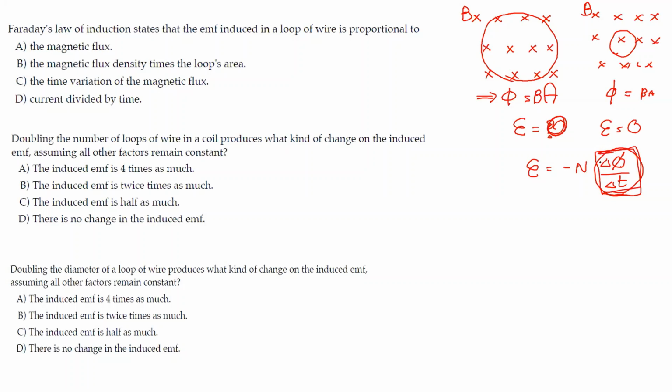So always think like that. So this whole thing is like the rate of change of flux. It's like a slope, right? In a graph, the slope, something like that. So if your flux changes very rapidly, then you have more EMF. If your flux changes slowly, the amount it changes is less, then you have small EMF. So the answer should be C.